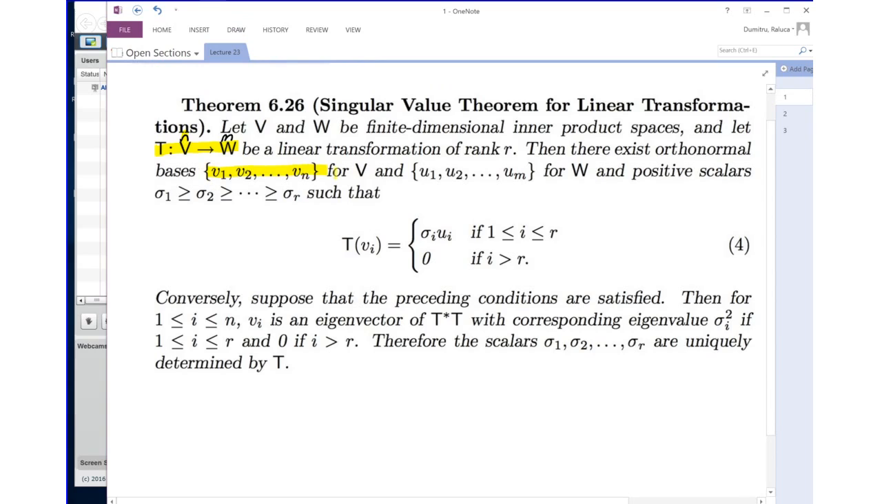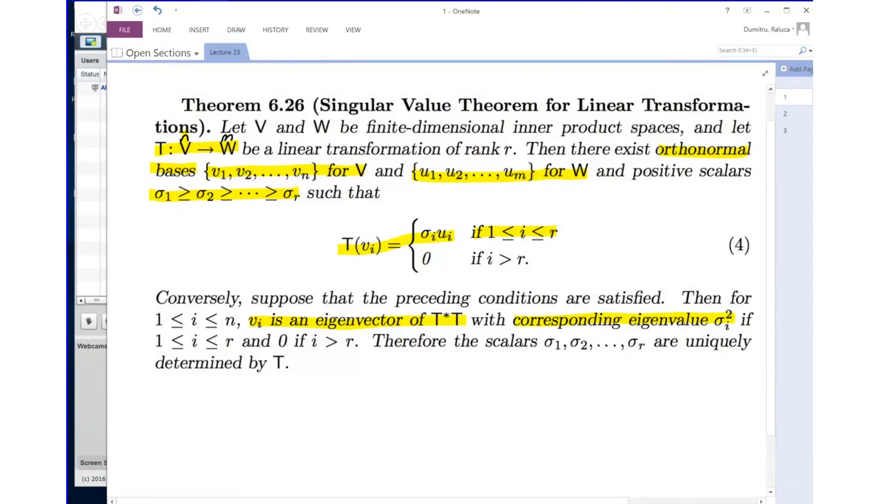Then there exist orthonormal bases, one for V, one for W, and there exist strictly positive scalars arranged in decreasing order, sigma 1 greater than sigma 2 greater than ... sigma r, with the property that T of Vi is sigma i Ui between 1 and r. The sigmas are uniquely determined by T, and they are found by looking at T star T. The Vi's are the eigenvectors of T star T, and the squares of the sigmas are the eigenvalues of T star T.